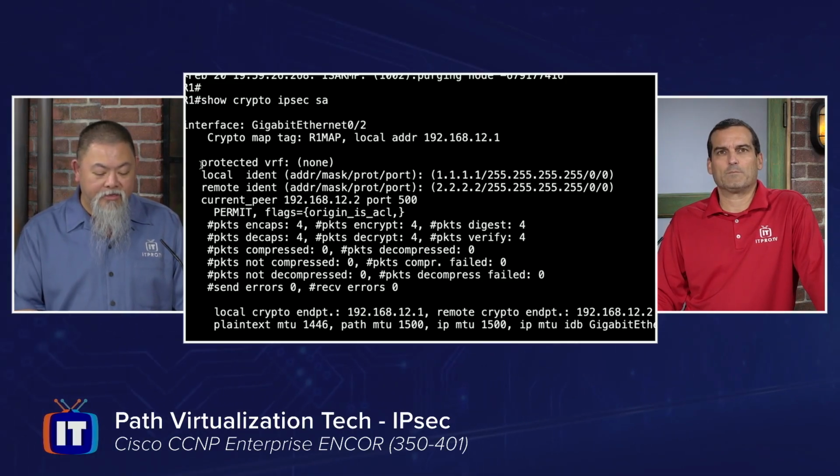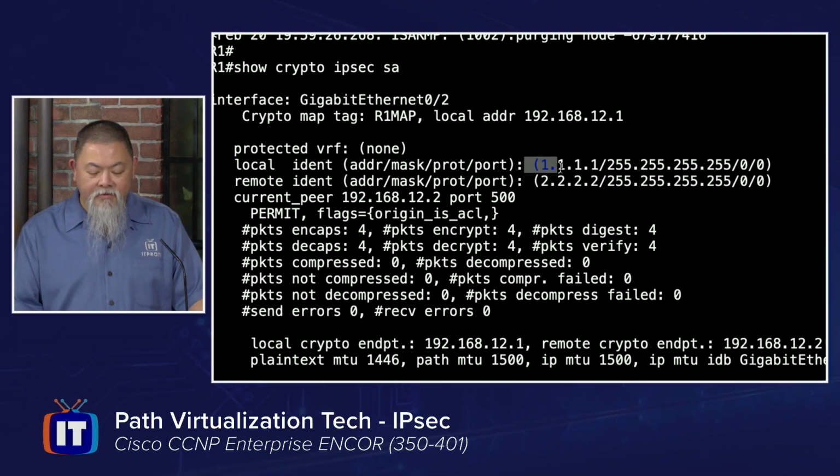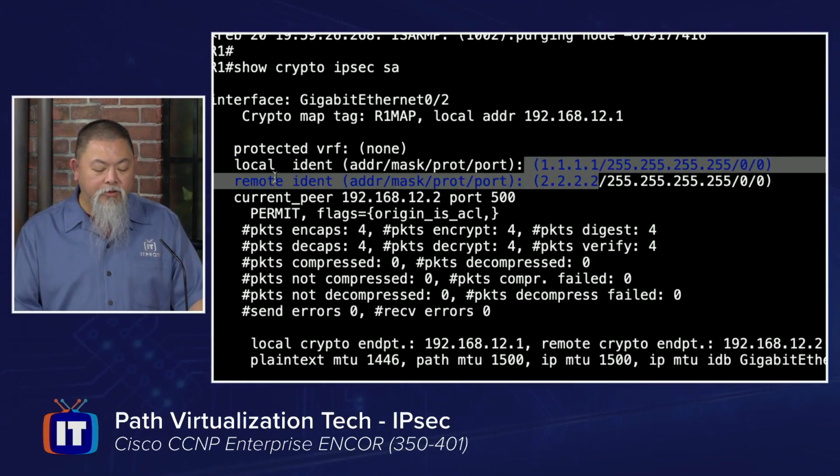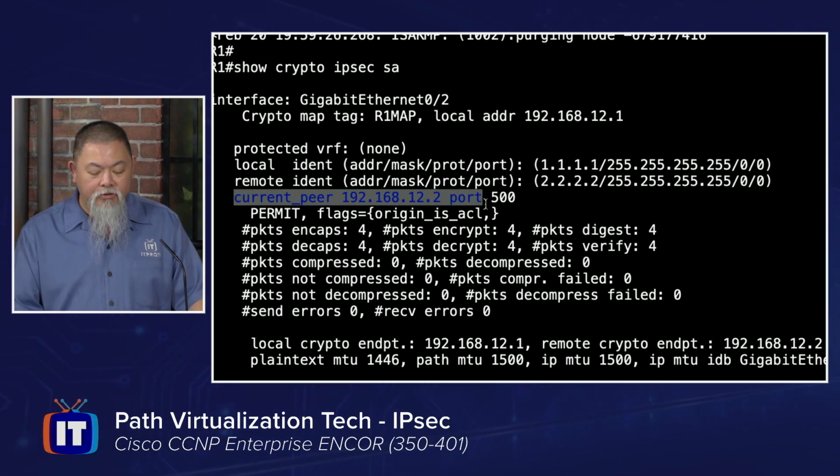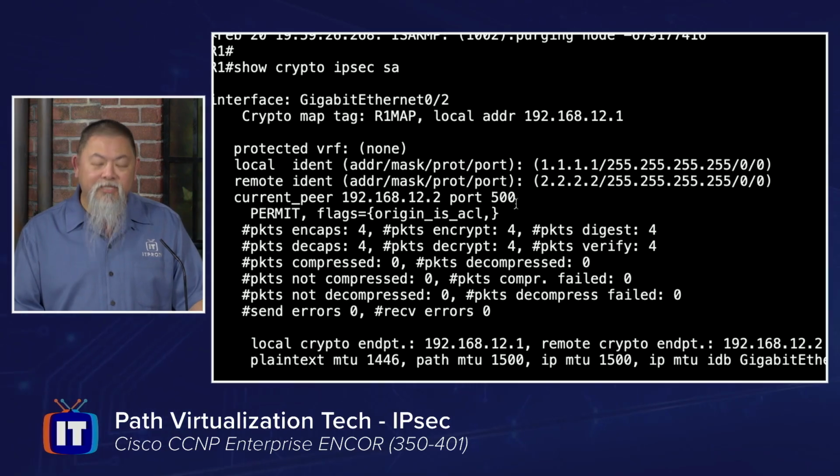And you can see where it actually is this protected VRF. And you see where it's actually making the connection, the remote and the local identity, the current, it actually is connecting all the way through. And there is that magic port number. I keep highlighting it, even though that's not going to help you out. Port 500, which actually tells us that everything is working.